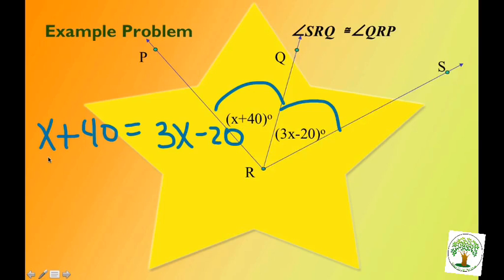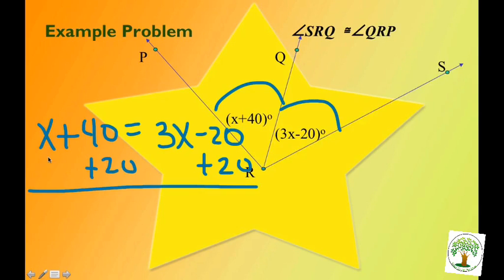We're going to solve now. I personally always love to add when I solve. I love to do that first. And so I want to add the 20 to the other side. That's just what I like to do. So I'll have x plus 60 equals 3x. You guys with me?